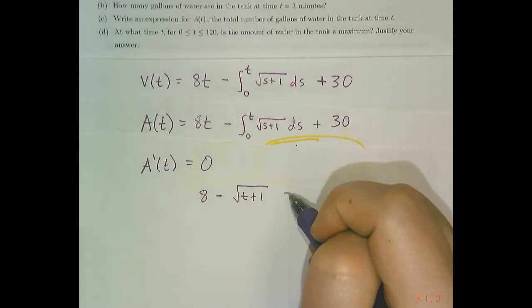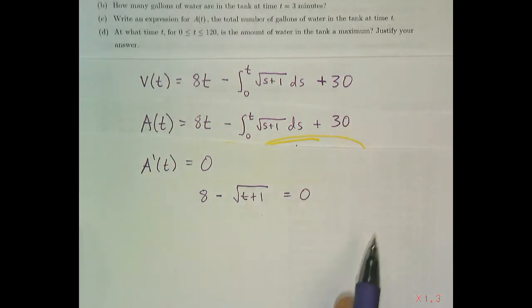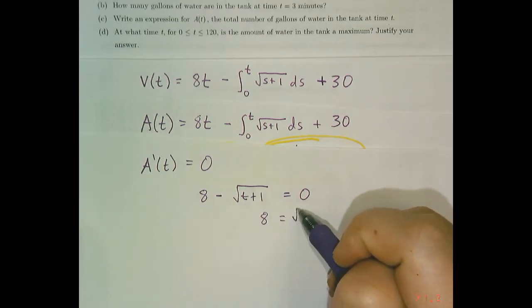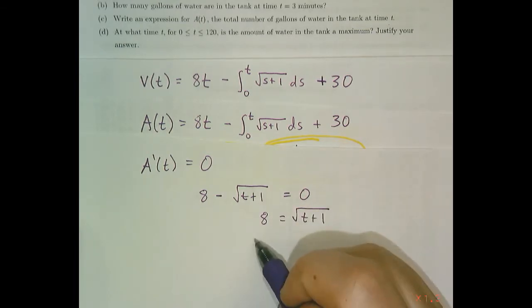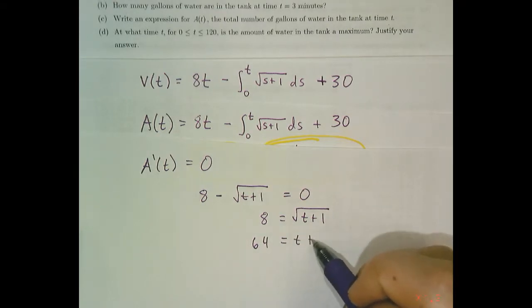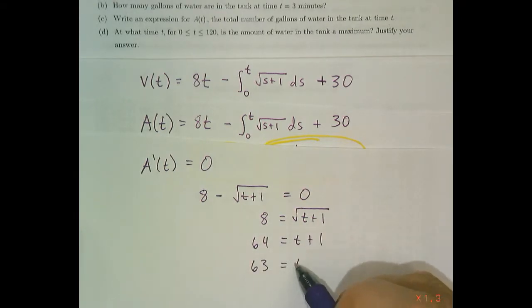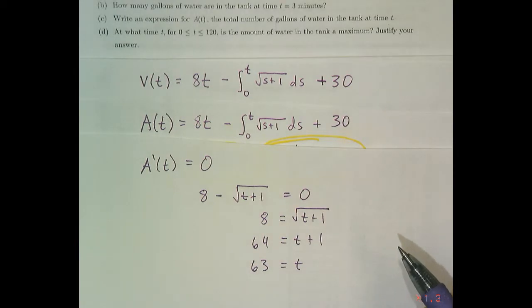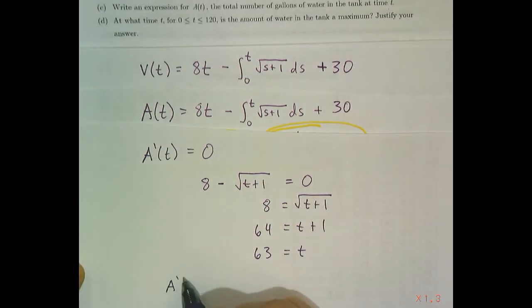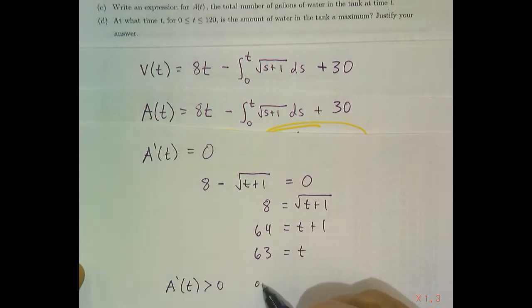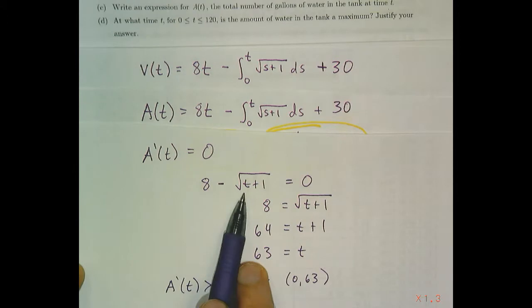So we need to set A prime of t equaling 0. Solving this using our mad algebra skills, we square both sides and subtract 1. And we have one critical value, which probably means that's the maximum. But we really ought to check to make sure that that is a maximum. A prime of t is greater than 0 on the interval 0 to 63. I did a test point, like I stuck 1 into A prime of t, and I got a positive answer.